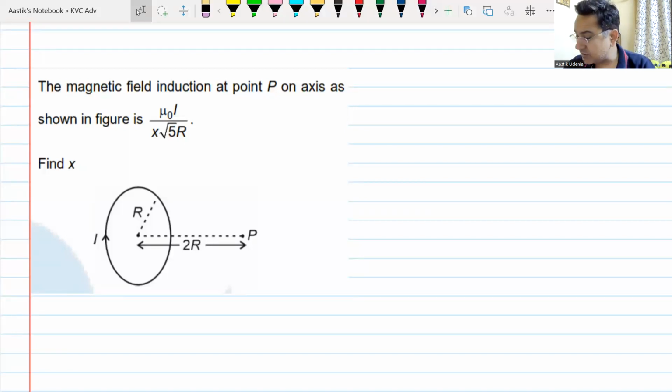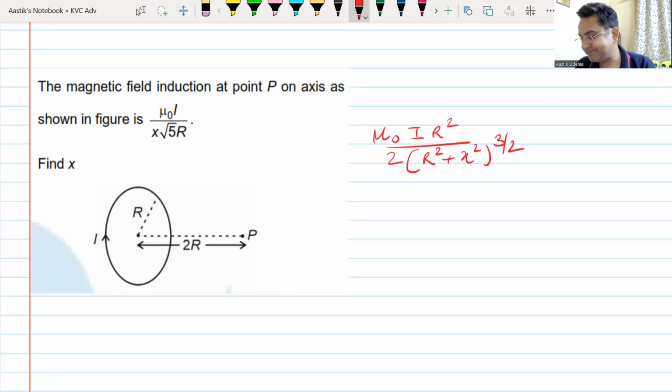So how to solve this question? You have to remember the formula of magnetic field due to a circular coil at any point on the axis, and I don't think you remember it. It was mu naught I into r square upon 2 times r square plus x square raised to the power of 3 by 2. Here the value of x is how much? 2r. So you just put the values.